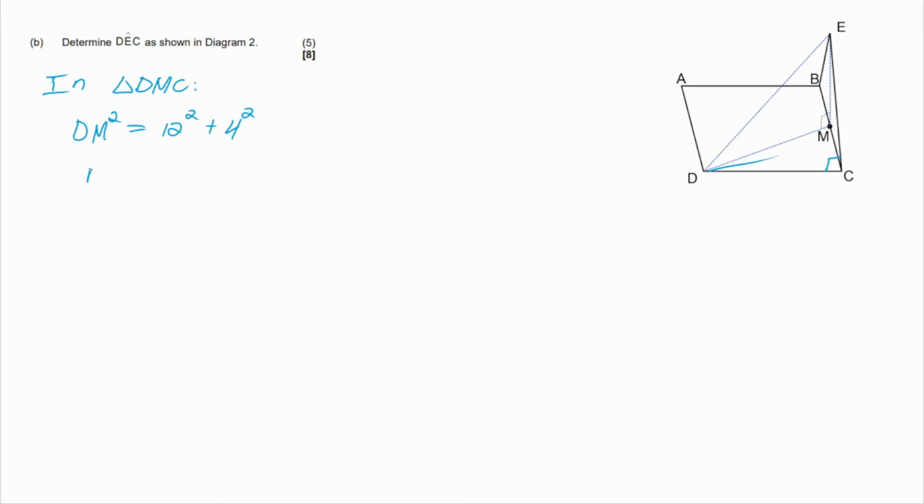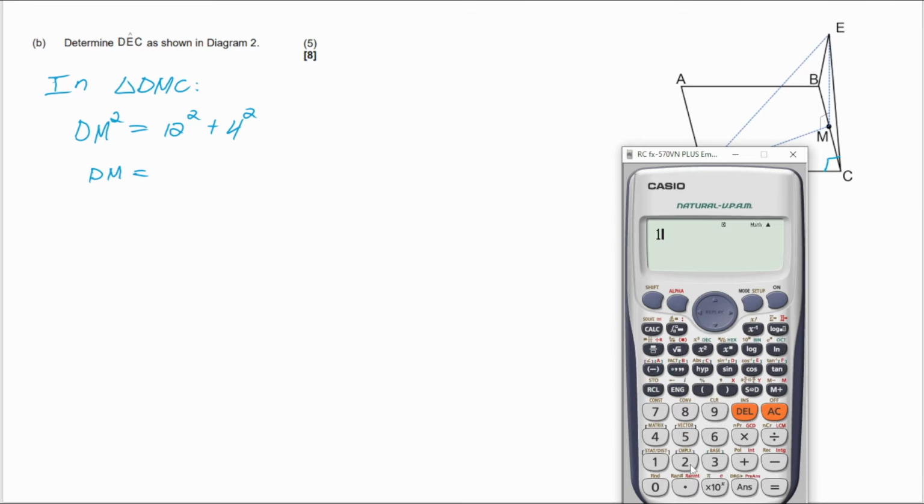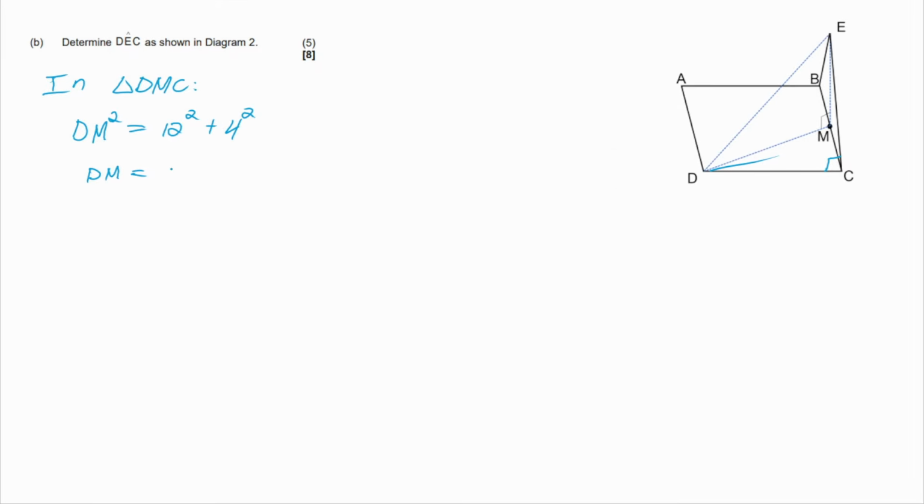Okay, so to find DM, DM is equal to, if I go to my calculator, 12 squared is 144, plus 4 squared is 16, which gives 160. Square root that to get 4 root 10. So this is 4 root 10 centimeters. I have DM now, but remember I need to find ED. So now let's move over to triangle DEM, which is where I started the problem.